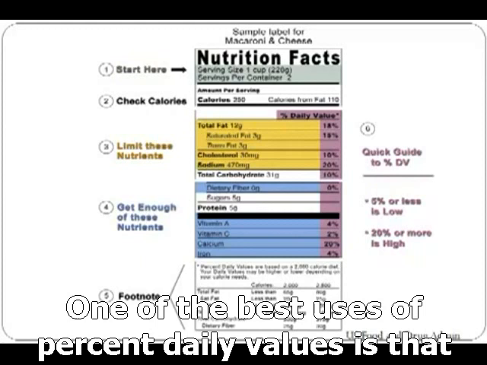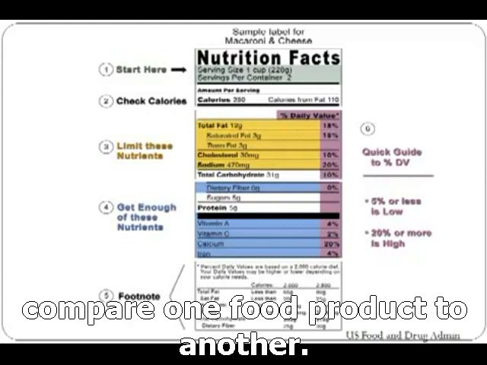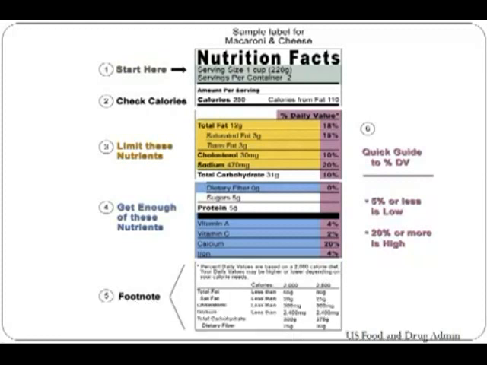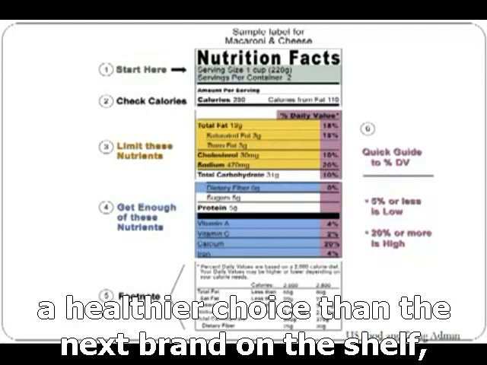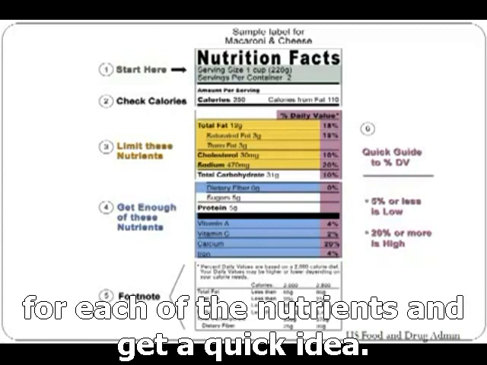One of the best uses of percent daily value is that it allows a quick way to compare one food product to another. If you were in the grocery store and wanted to find out if this particular brand of macaroni and cheese is a healthier choice than the next brand on the shelf, you could easily compare the percent daily values for each of the nutrients and get a quick idea.